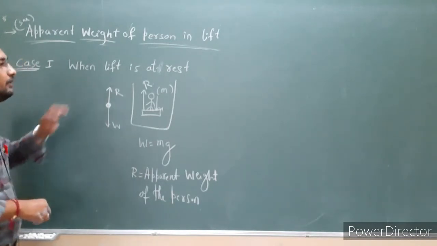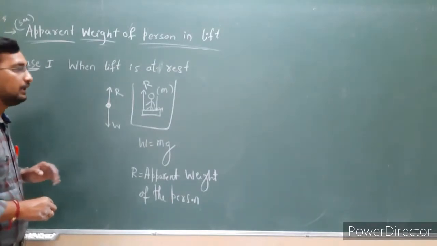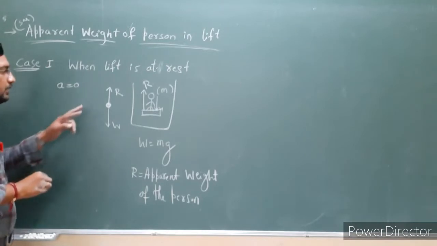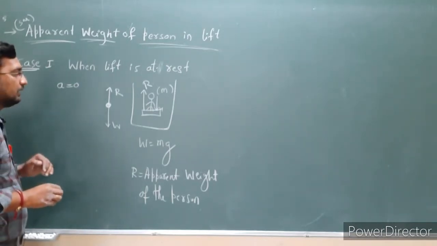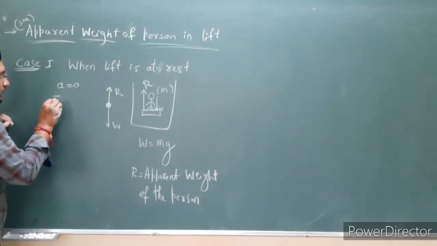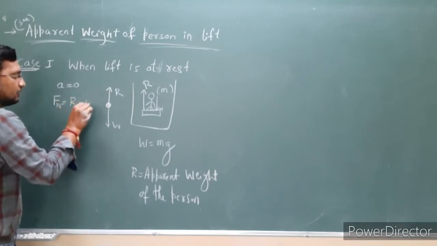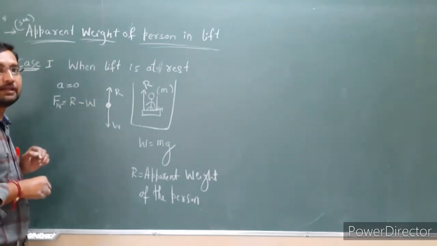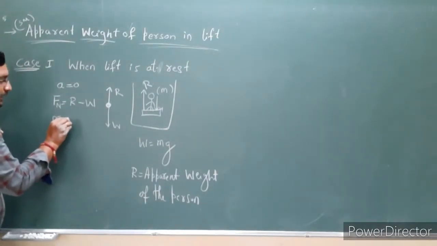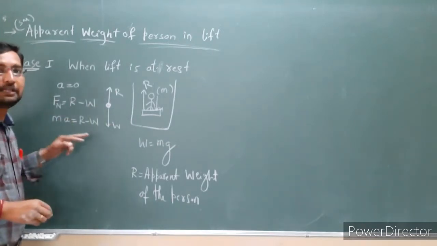When the lift is at rest, the acceleration of the lift is 0. The acceleration of the system is 0. Next, we determine the net force acting on this system. The net force is the normal reaction R minus the weight W. The net force is also the product of mass into acceleration, so m a is equal to R minus W.